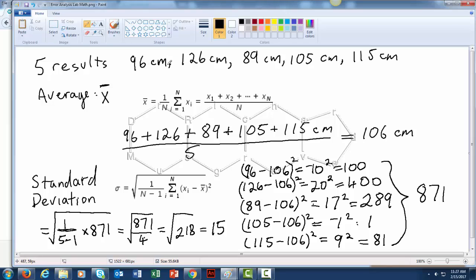So if you had 5 results, this is how you'd handle it. These are all my results. I add them all together, which is what I've done here. Now I divide by the number of results I have. 1, 2, 3, 4, 5.